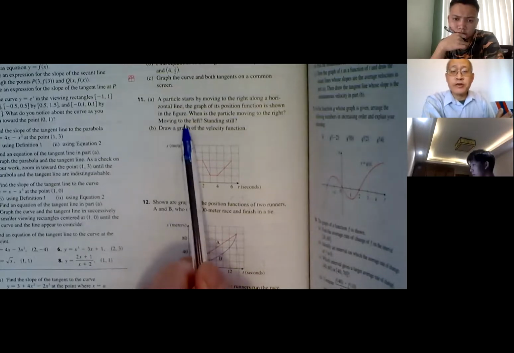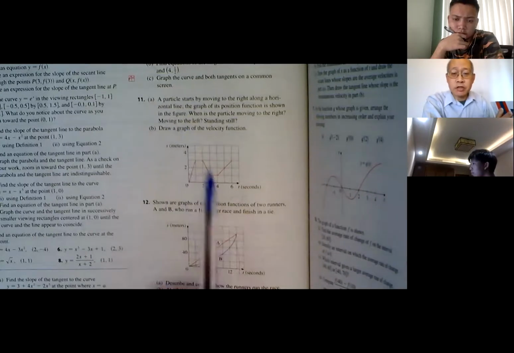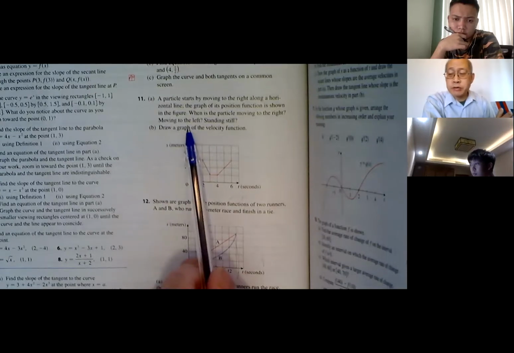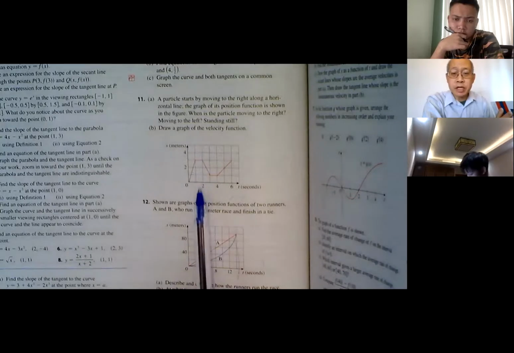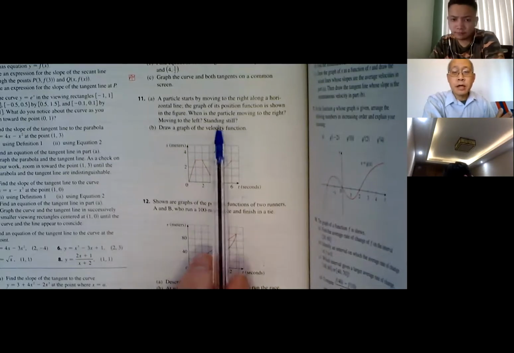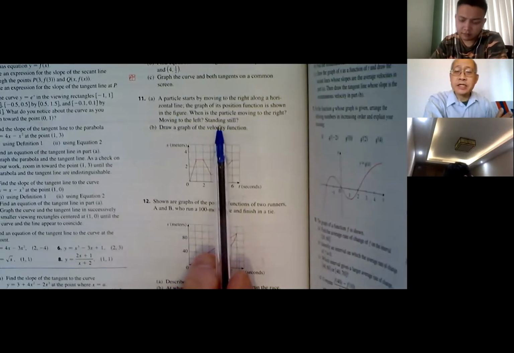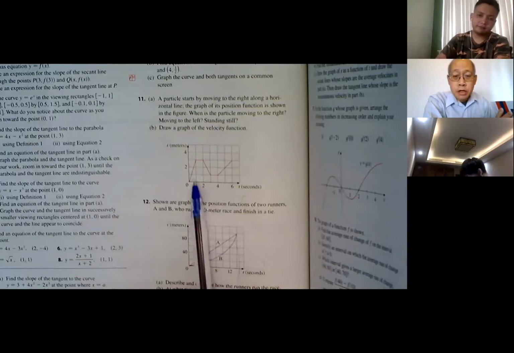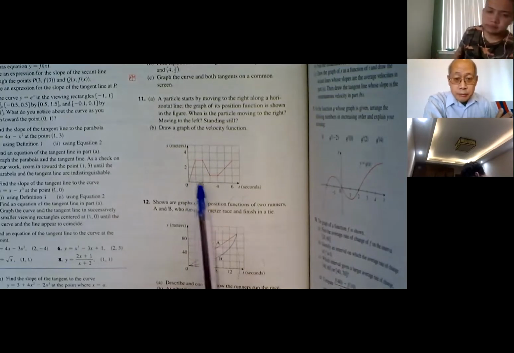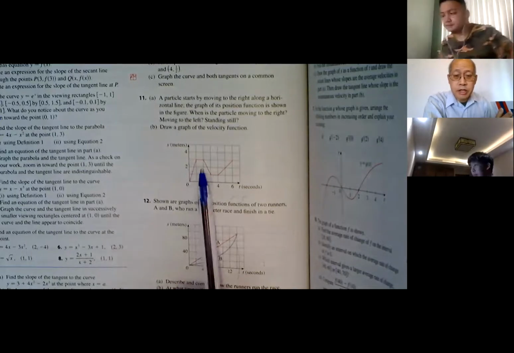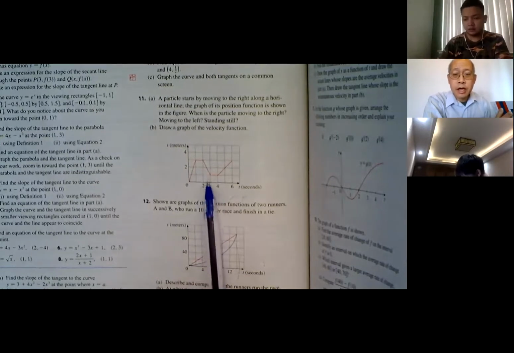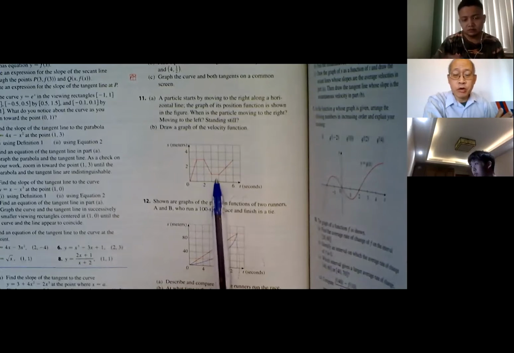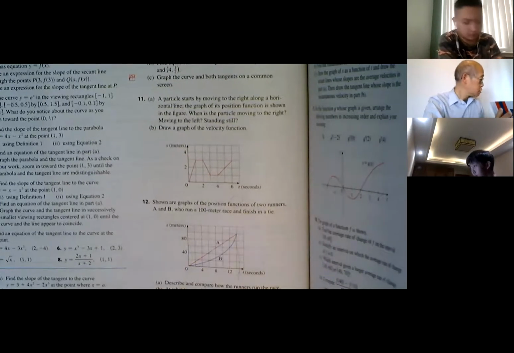And when is the graph moving to the left? That means it's a negative slope. So that would only be between 2 and 3. So moving to the left, or maybe just write down LEFT, parentheses, 2, 3, parentheses. And standing still means a slope of 0. So there's 2 places. So put between 1 and 2, so parentheses 1, 2, and parentheses 3, 4, all open intervals.